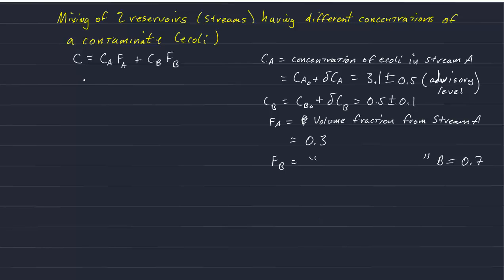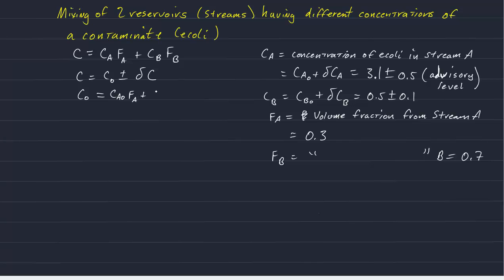So we want to compute what C is, and we're going to compute it in terms of a most likely value based on our measurements, plus and minus an uncertainty. So our most likely value, C0, is simply the most likely value of the concentration of A times the fraction contributed from stream A, plus the most likely value of the concentration from stream B times the fraction from stream B, and that's equal to 3.1 times 0.3 plus 0.5 times 0.7, and I get a value of 1.28 for that quantity.